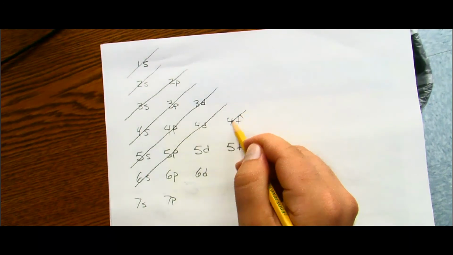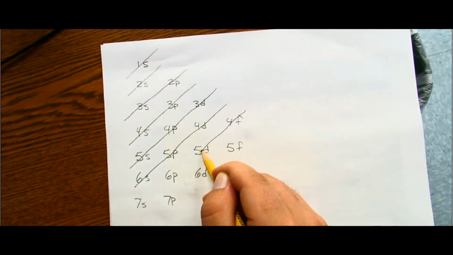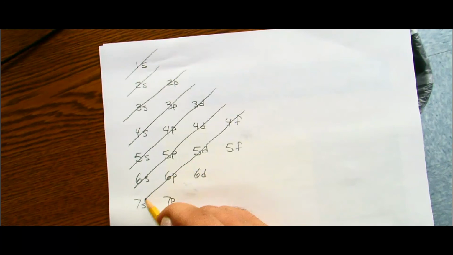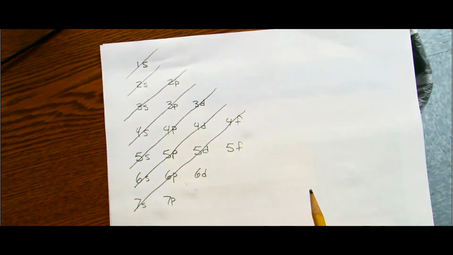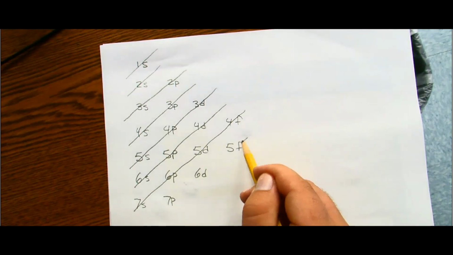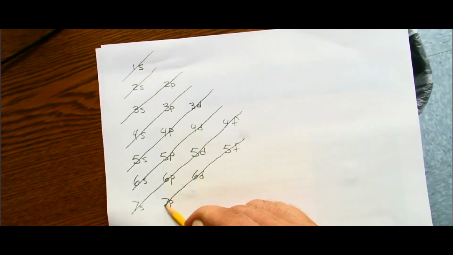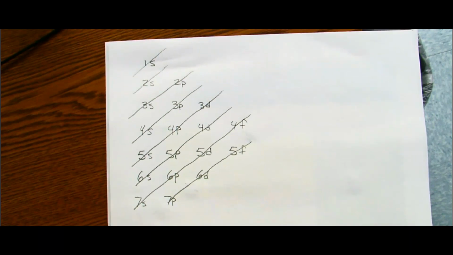What is this to figure out? The order of writing them. So like, how did we know we went from here to here? That's what I'm showing right now. Okay. Next, you would go 4f to 5d to 6p to 7s. And to end it all, you go 5f to 6d to 7p. Okay.